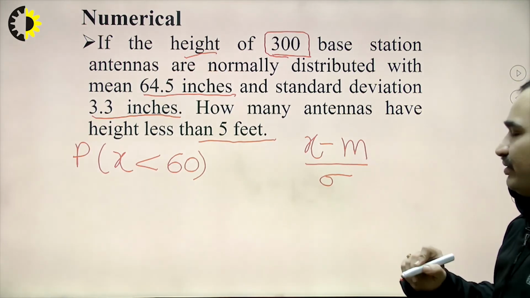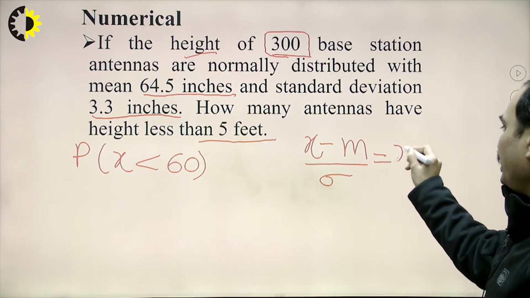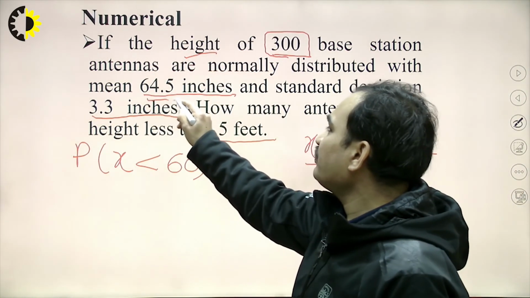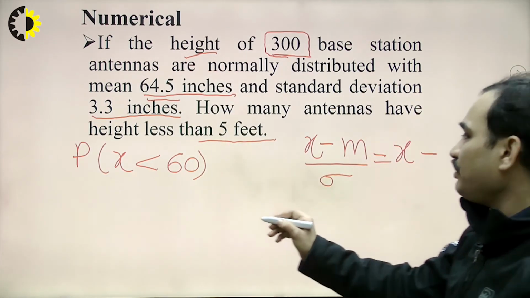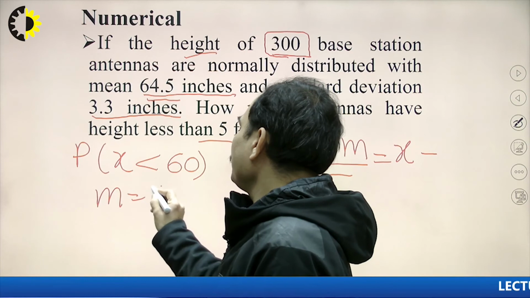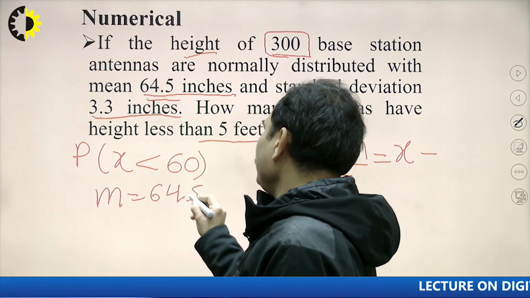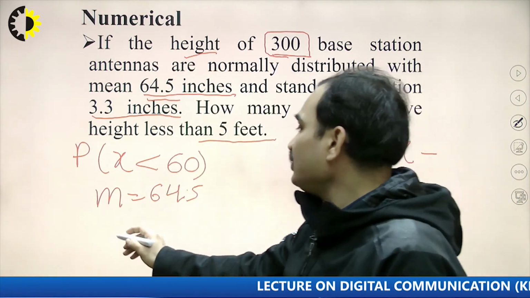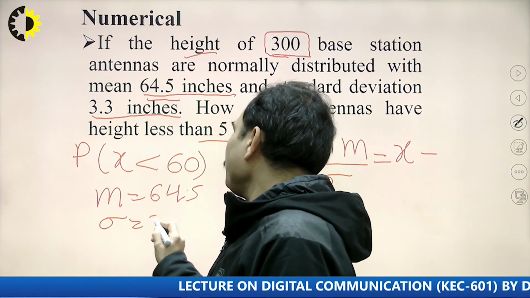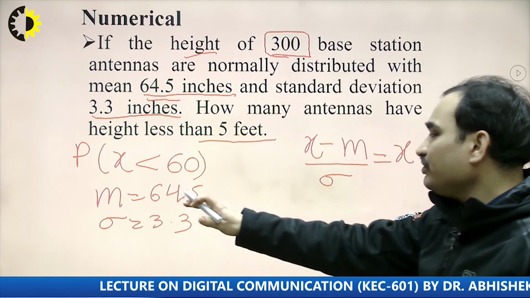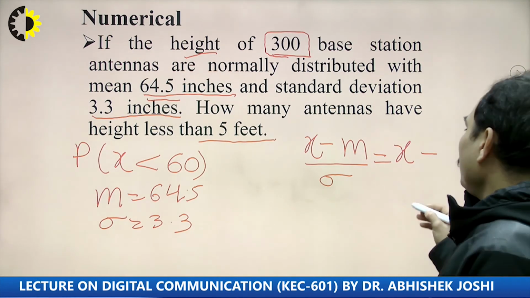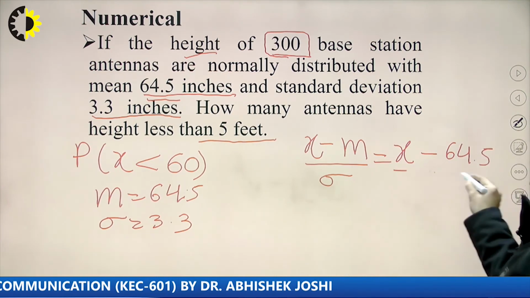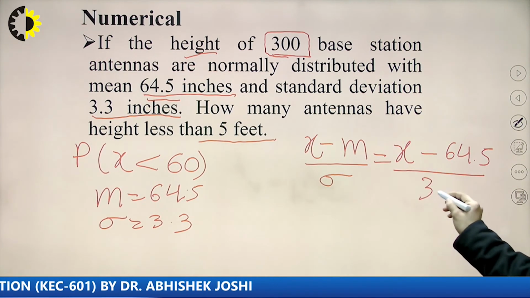So here x is a random variable, so we are not substituting any value right now. So what is the value of mean? The mean is given by 64.5 inches. So the value of m is 64.5 inches. And what is the value of the standard deviation? The standard deviation is given by 3.3. So sigma is 3.3. So we have the value of m and the value of sigma. Substituting it, we get x minus m, that is 64.5, divided by sigma, which is 3.3.